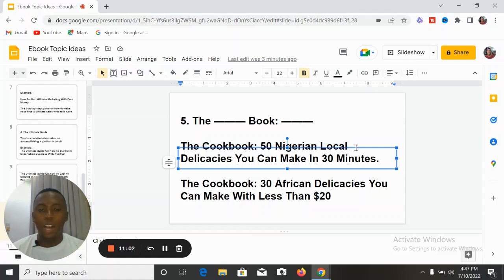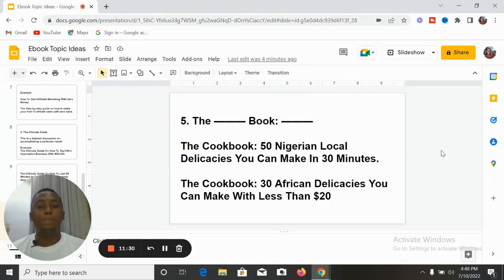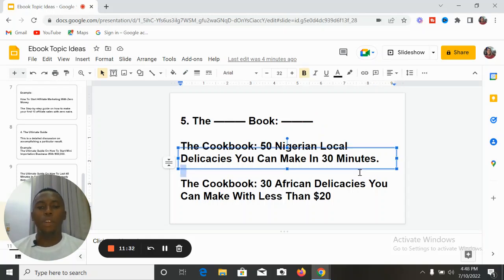What are these 50 local delicacies that they can make in 30 minutes? What are these 30 African delicacies that they can make with less than $20? The curiosity will make them want to spend the money, buy it from you, and learn what you know. Curiosity. It's intriguing, it's exciting. They really want to find out what is behind these topics. If you write boring titles for your ebook, you will struggle to sell it because it is boring. Nobody wants the boring stuff.